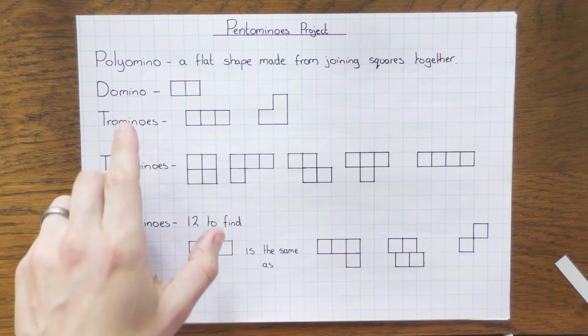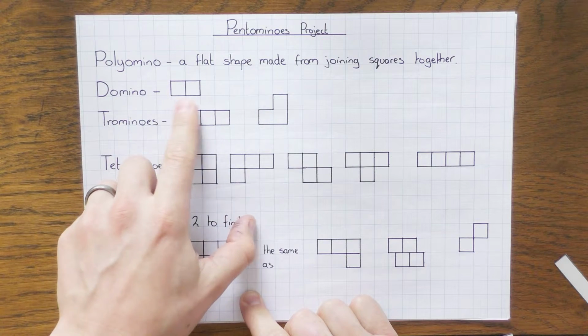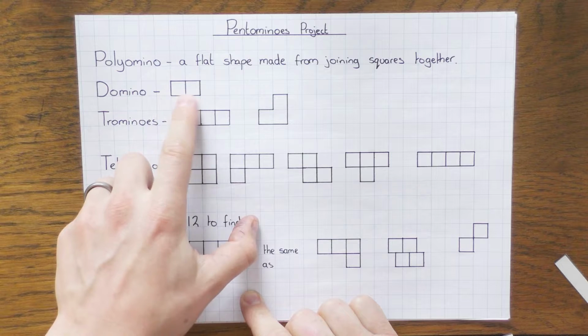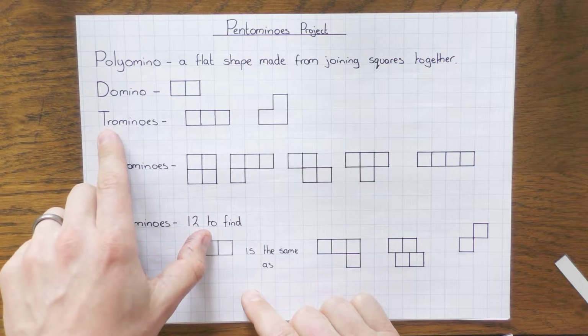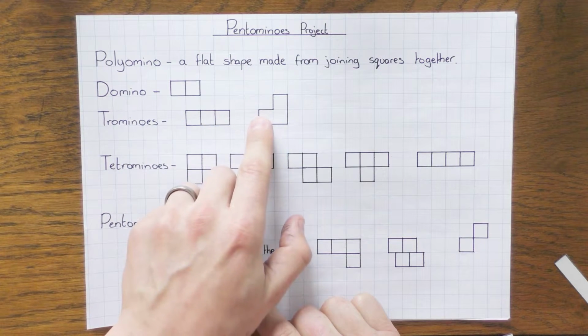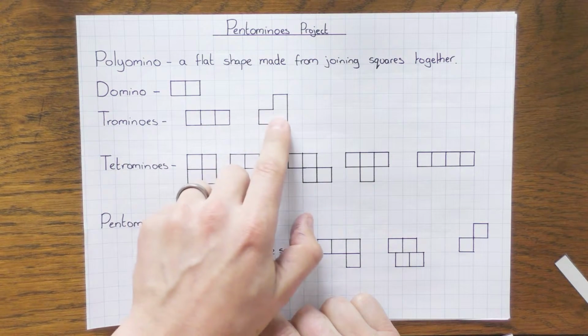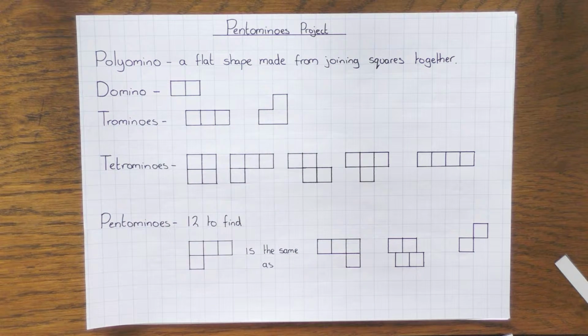So you've probably already seen this type, which is a domino, where we just have two squares that are connected together, like so. Of course, if you then have three squares, we call it a trimino. So we have three squares like that. But you could also have this one here, where you have two together like that, and then one on top. So there's only two different combinations you can have. And then, of course, we have four squares.